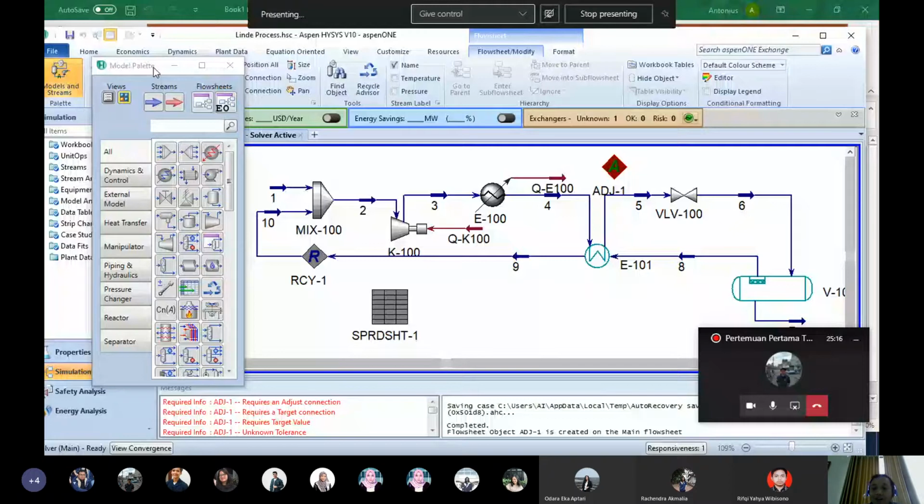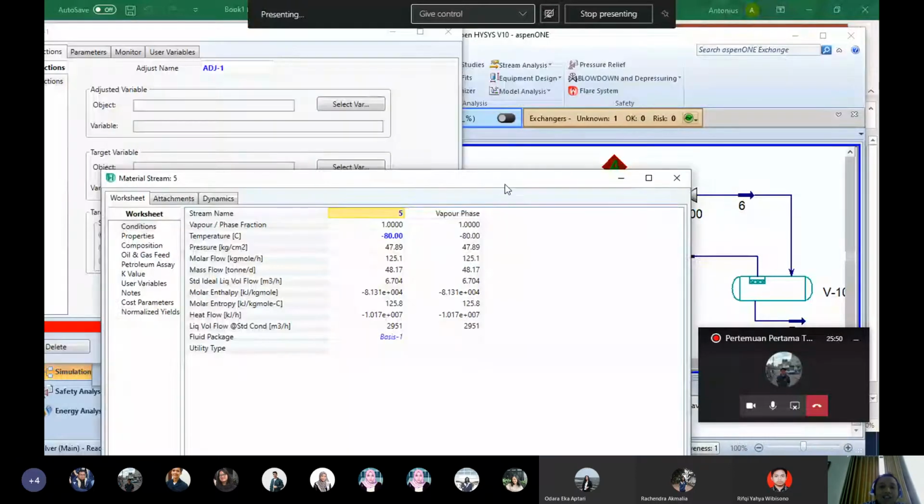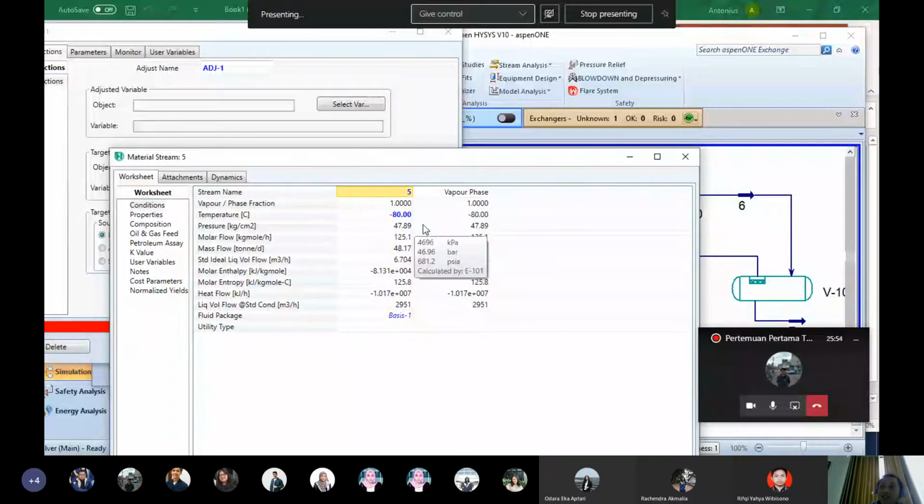After you have the Adjust here, double click the Adjust. Here there will be an adjusted variable and a target variable. The adjusted variable means the process parameter that you can change until the target parameter fulfills the specific target value. If I look at stream number 5, I can see that in last week's simulation, I put the value of minus 80 degrees C for the gas.